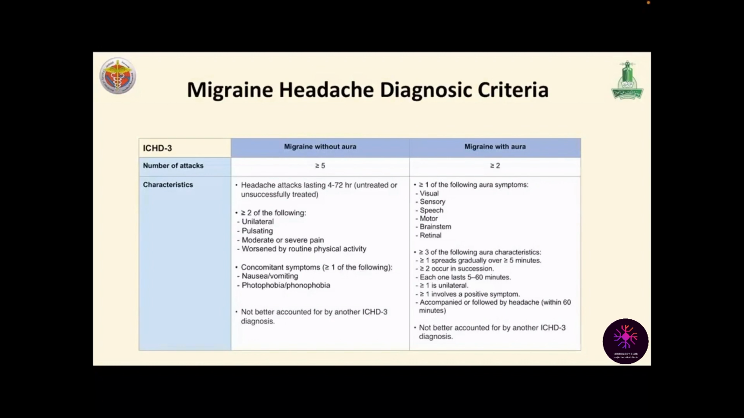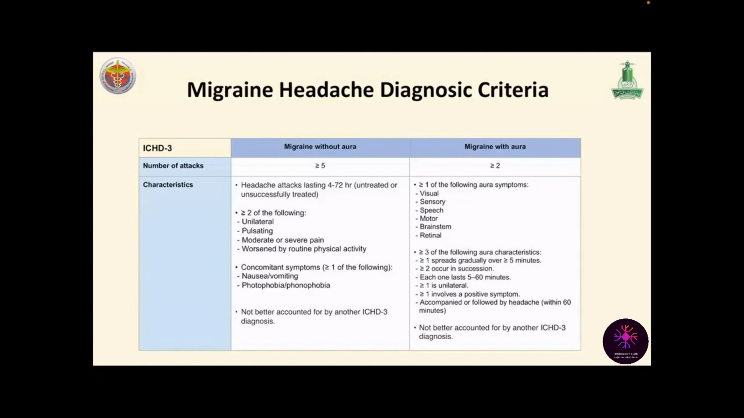So then with the migraine with aura, we're going to have at least 2 or more migraine attacks with 1 or more of the following aura symptoms. So they could be visual, sensory, speech-related, or some motor dysfunction. They could be of brainstem in nature or retinal.